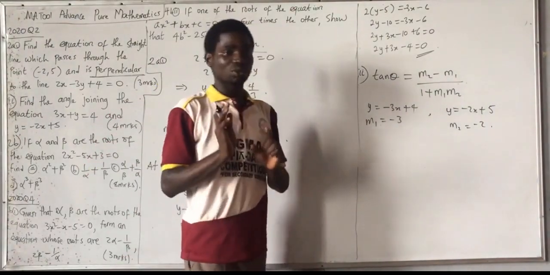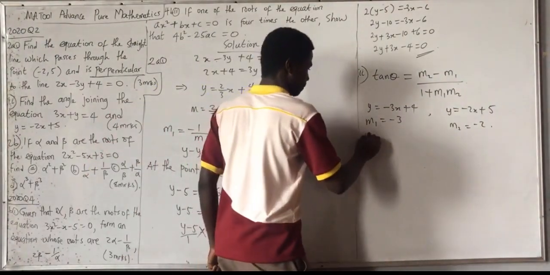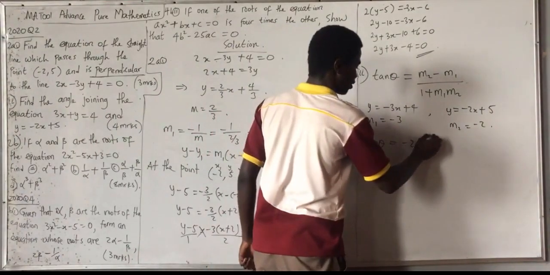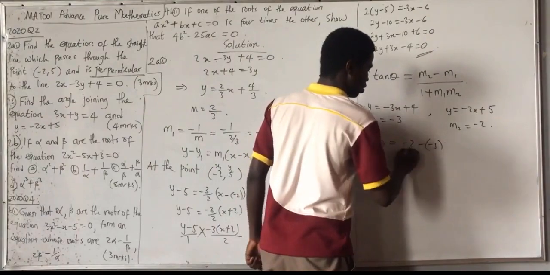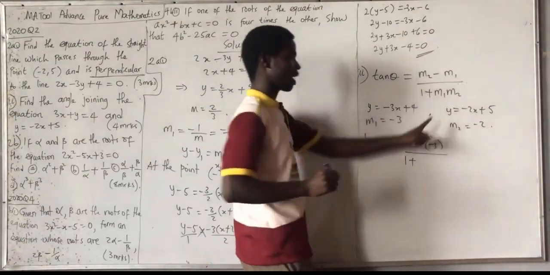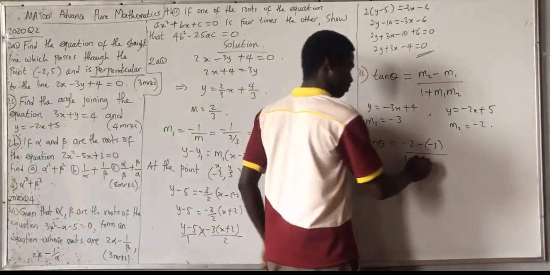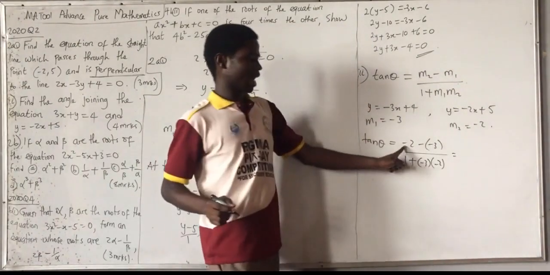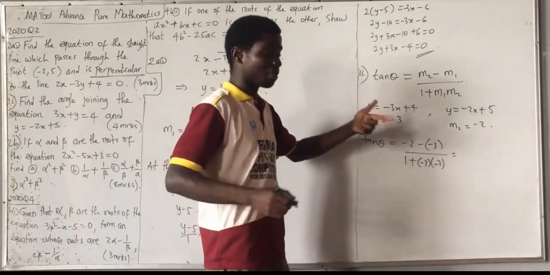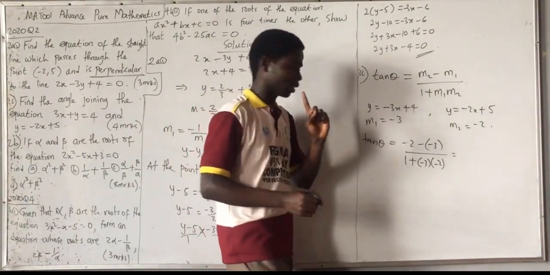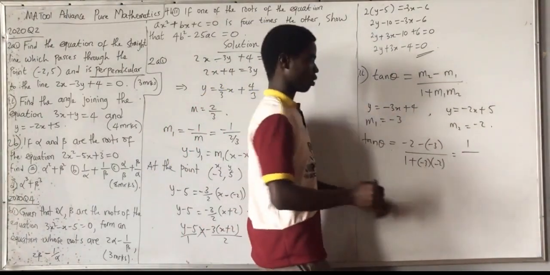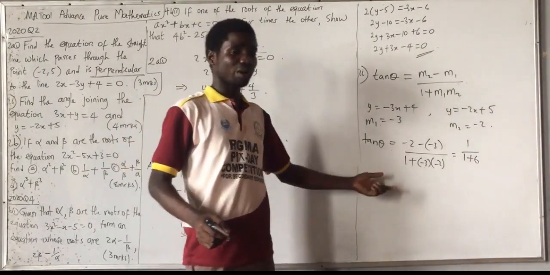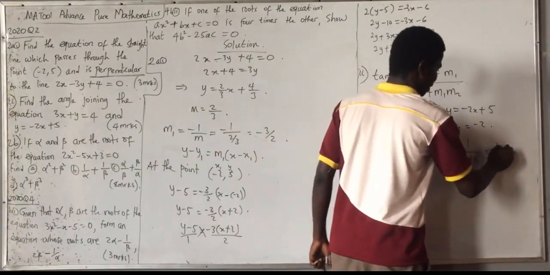So now this is what will happen. Tan theta is equal to m2, that is minus 2, minus m1, that is minus 3, all over 1 plus m1 m2. m1 is minus 3, m2 is minus 2. So this is minus 2 plus 3. Minus 2 plus 3 will give me 1. 1 over 1 plus 6. Minus times minus will give me plus, 3 times 2 is 6. 1 plus 6 will give me 7. So that is 1 over 7.